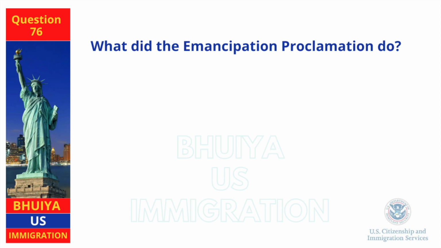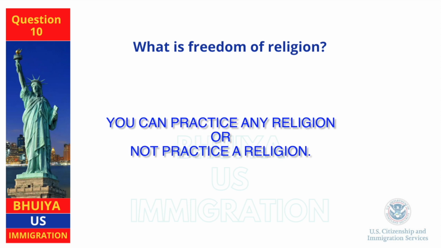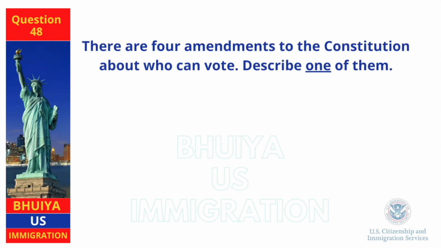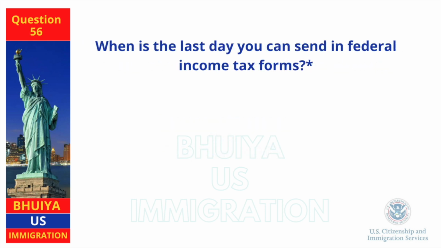What did the Emancipation Proclamation do? Freed the slaves. What is freedom of religion? You can practice any religion or not practice religion. There are four amendments to the Constitution about who can vote. Describe one of them. Citizens 18 and older can vote. When is the last day you can send in federal income tax forms?